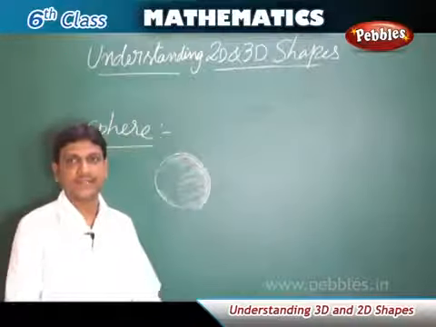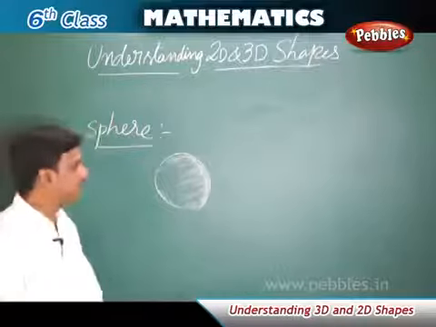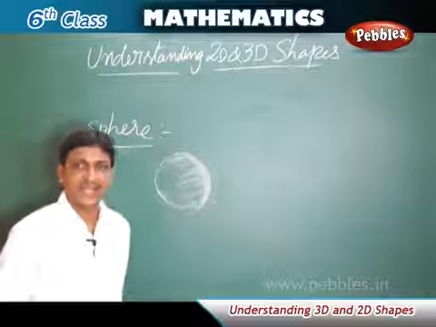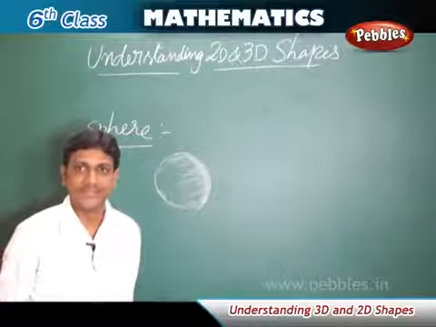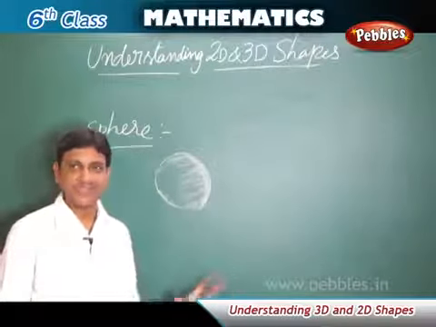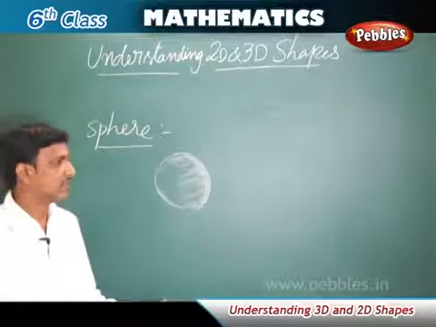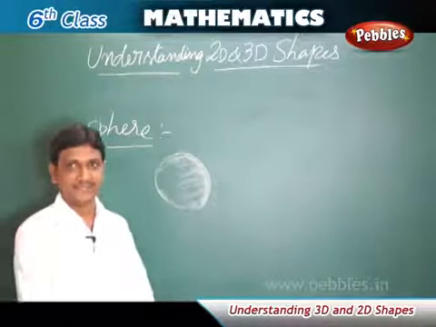Sphere is another 3D shape. In our daily life, we see objects or shapes like balls and laddus that are spherical in shape. Even the globe, the earth, is in a spherical shape. So spheres roll on all sides.